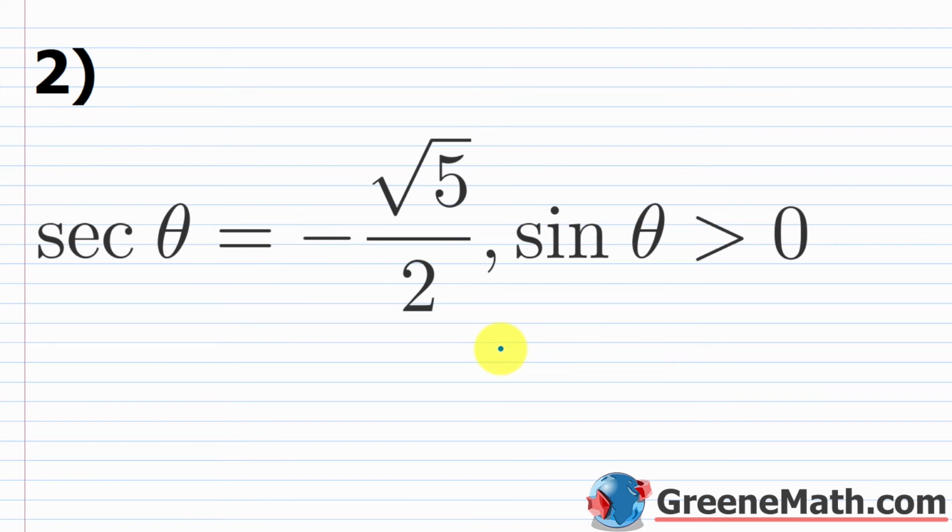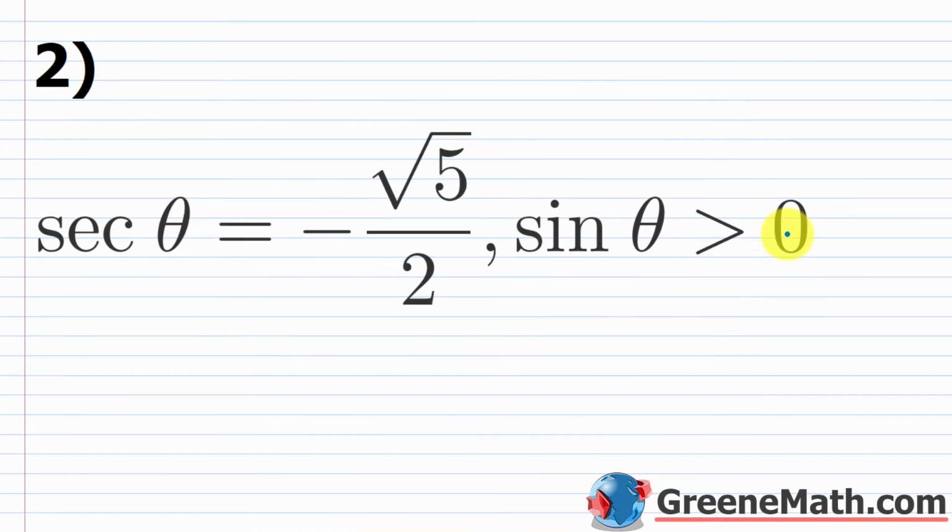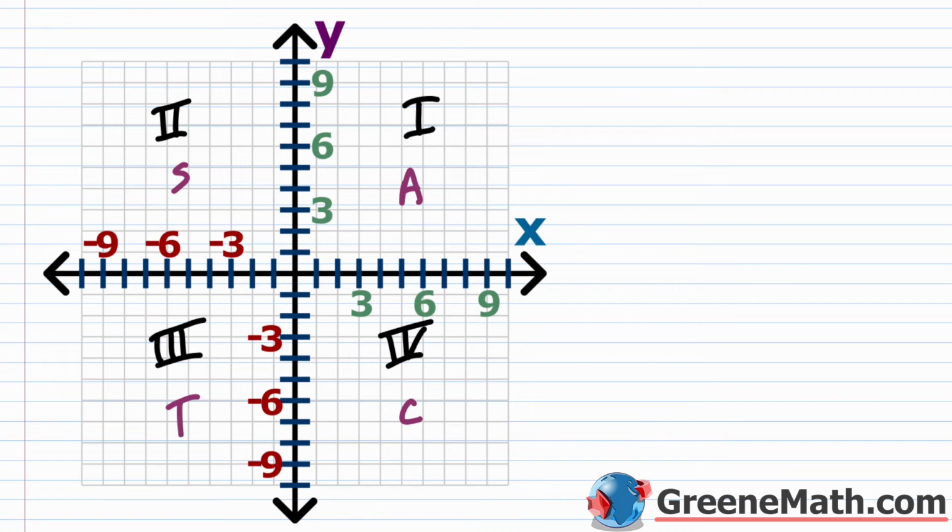All right, let's take a look at problem number 2. So we have the secant of theta is equal to the negative of the square root of 5 over 2. And then we have the sine of theta is greater than 0, or you could say positive. Going back to our coordinate plane, if the secant of theta, which is the reciprocal of the cosine of theta, if that guy is negative, where does that happen?